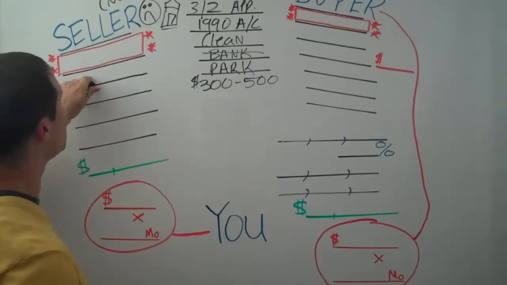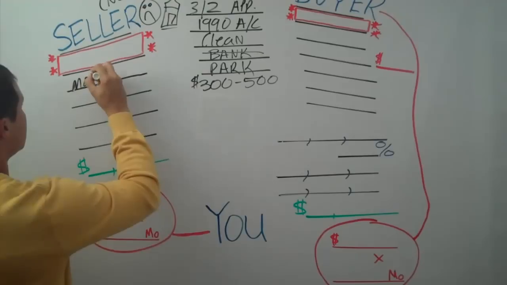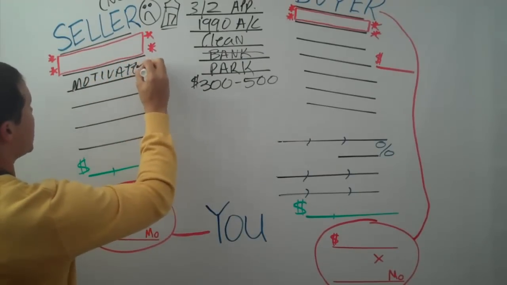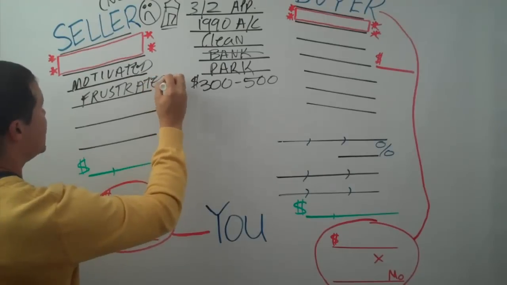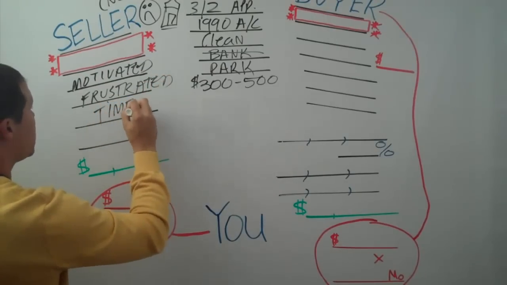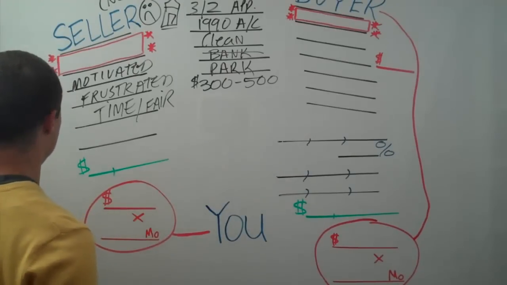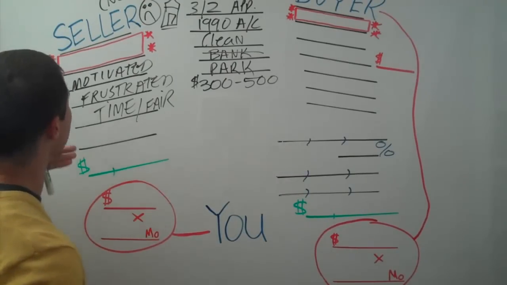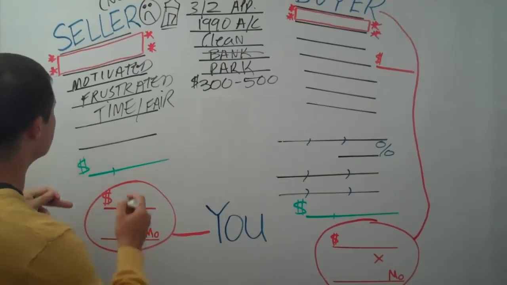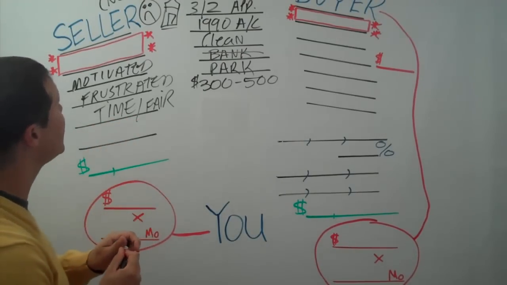So let's have a couple words that kind of describe these sellers. They are motivated, they are frustrated, time is of the essence. They do want a fair price for their home, but they do need to be out. The sellers are motivated and frustrated, they do have a nice home, time is of the essence, it is a beautiful home. And let's say that they are selling their home.